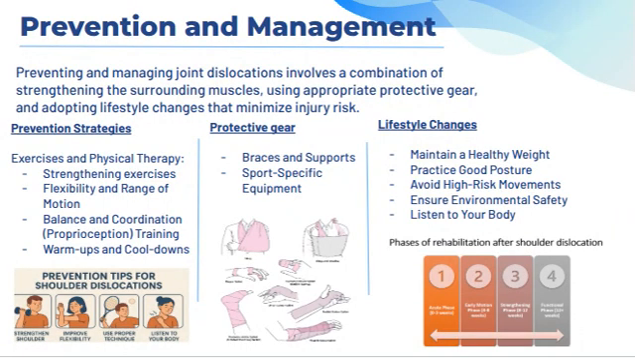Protective gear, using appropriate safety equipment, can significantly reduce the risk of injury during high impact activities. So these include braces and supports. For individuals with a history of dislocations or joint instability, a doctor may recommend wearing a brace, sling, or athletic taping during high risk activities to provide additional support and limit excessive movement.